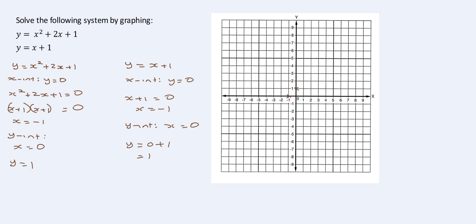Let's try to get this together. Okay, and then we're going to draw the line graph. So x equals -1 here, and y equals 1 as well. So that's pretty easy. We can already identify our points of intersection. So we can see from this right here that the points of intersection are (-1, 0) and (0, 1). So this is really how you go about solving a system using the graphing method.